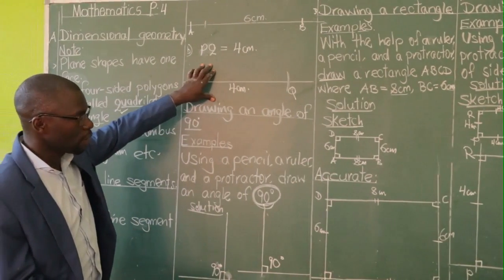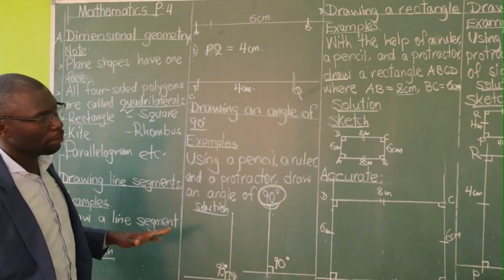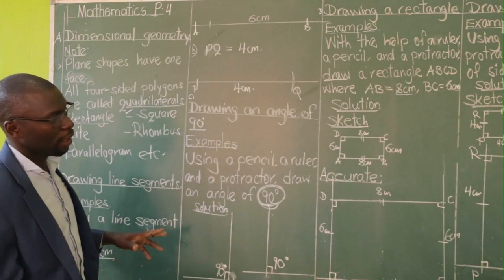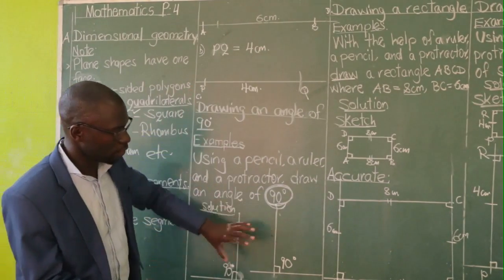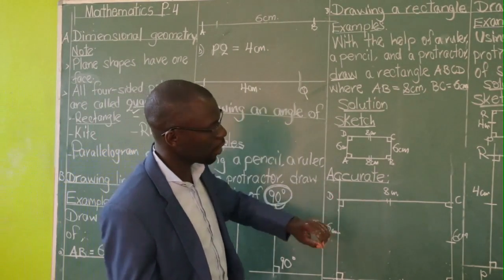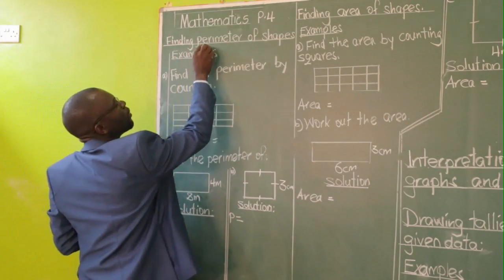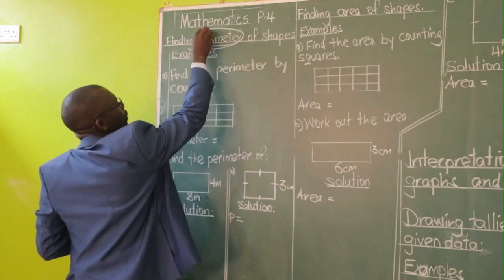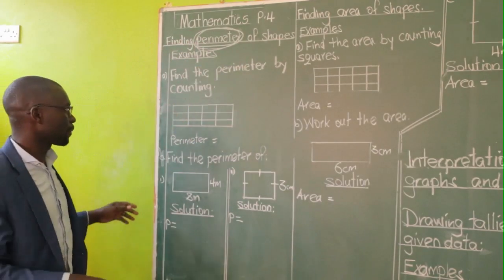So now we are going to look at another point, having learned how to draw the line segments, the angles of 90, the rectangles, and the square. And now here we are going to look at finding the perimeter of shapes, those shapes that we've been drawing.